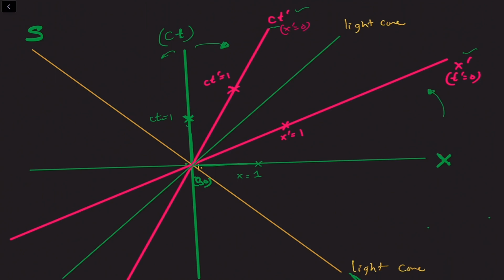And remember again that the slope here of this line, this angle, if we call this angle theta, then tan theta is beta, and this angle is theta as well. So if we increase the speed of observer S prime relative to observer S, then the angle theta increases, and these axes get squeezed even more towards the light cone.